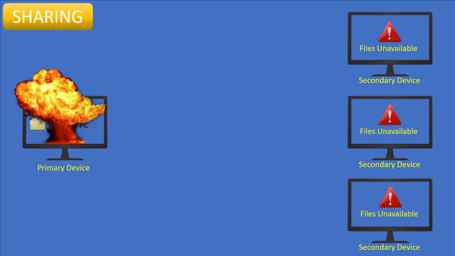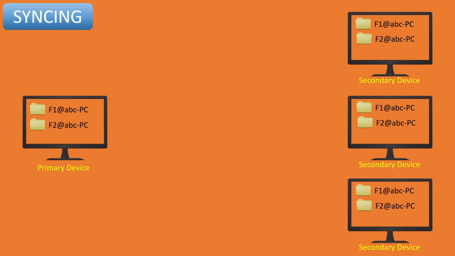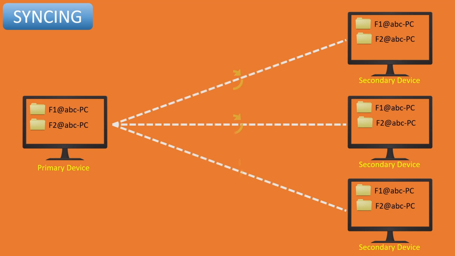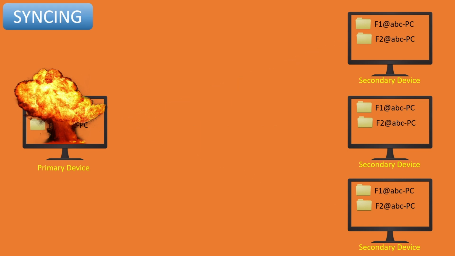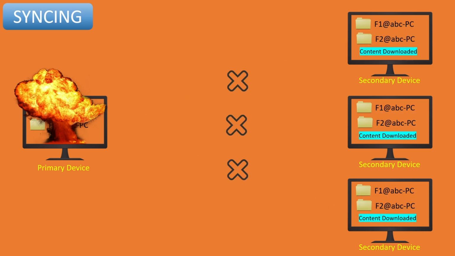Now another important fact is in sharing, the primary device must be online to be accessed by the secondary devices to work on it on the network. But for syncing, there is no need for the primary device to be online all the time, because as soon as changes are made to the primary device, the same also reflect to the secondary devices. And this way, syncing is much more beneficial than just sharing your device.